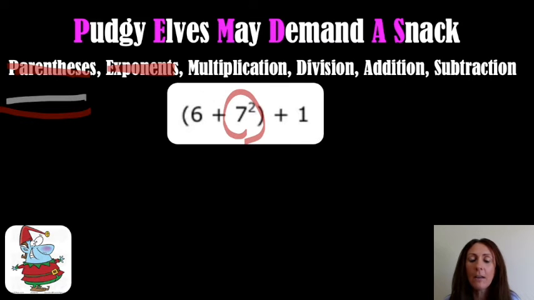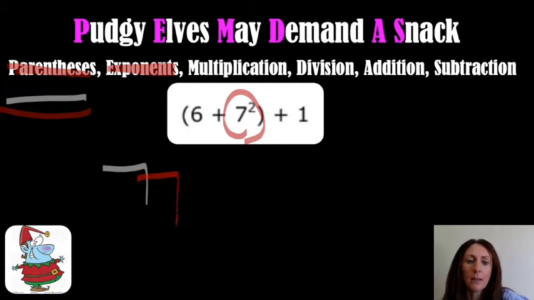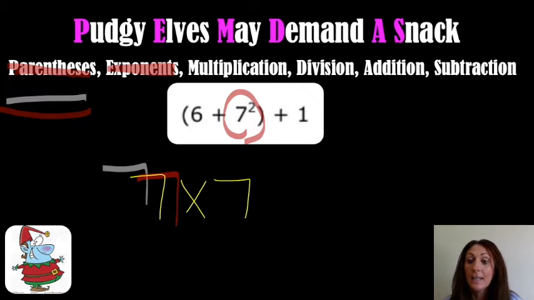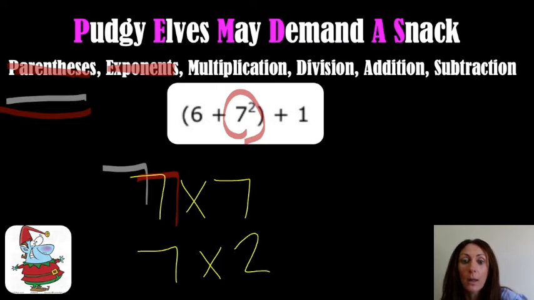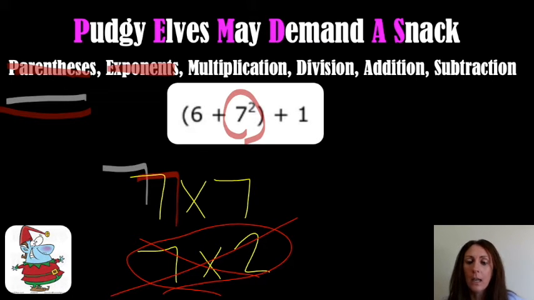It's telling that 7 how many times 7 needs to be multiplied. That means that you have to multiply 7 times 7. It is not saying that you multiply 7 times 2. That is not what it's saying. Absolutely not. It is saying that it's the boss. It's telling you how many times 7 needs to be multiplied. In this case, it has to be multiplied twice, so it's 7 times 7.